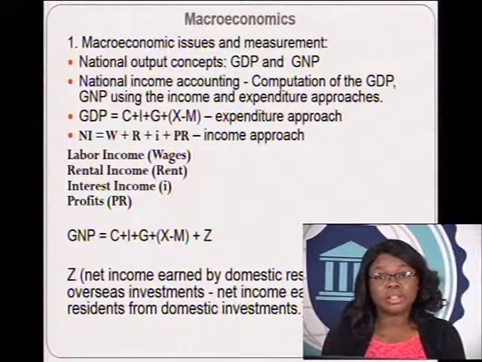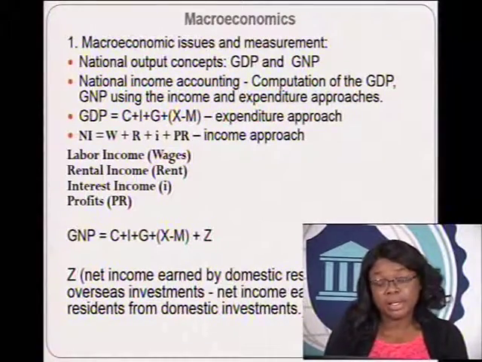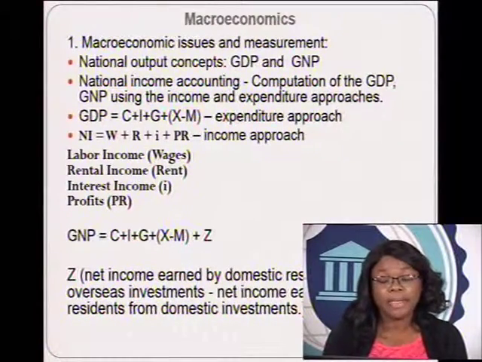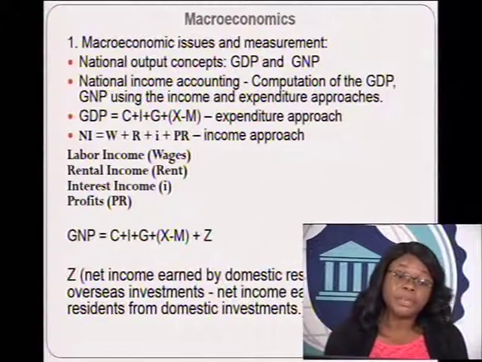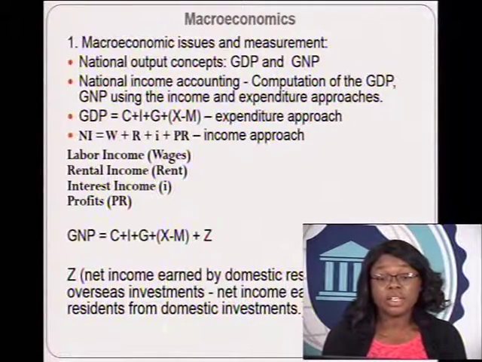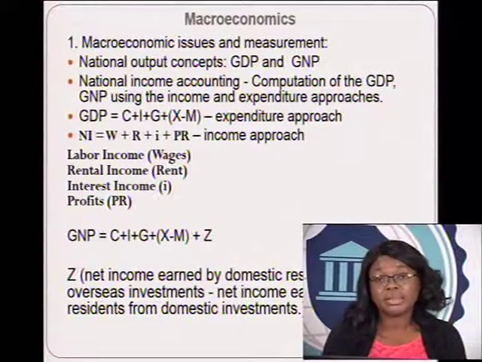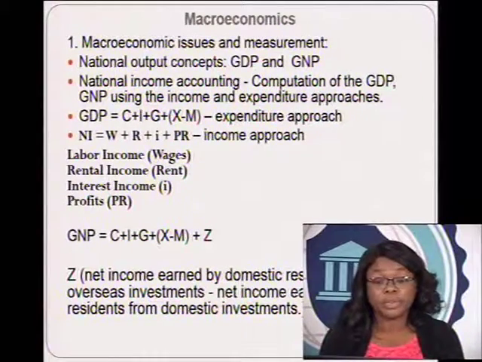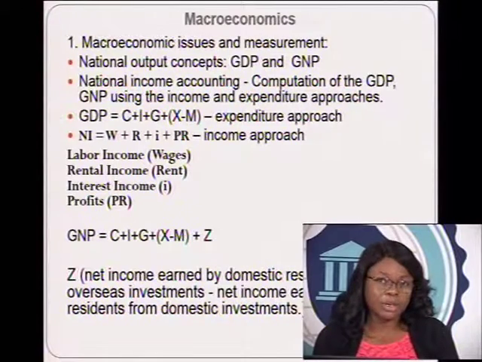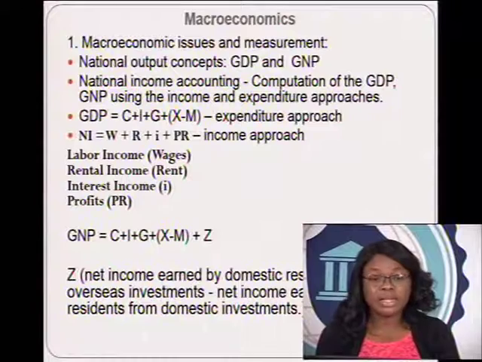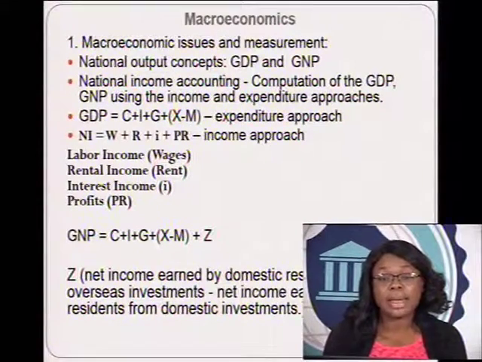The first ones are the GDP and the GNP. We're going to look at national income accounting, that is computation of the GDP and the GNP using the two approaches. And this course looks at the income approach as well as the expenditure approach. Let's start with the expenditure approach. As you can see, GDP is equal to C plus I plus G plus X minus M.